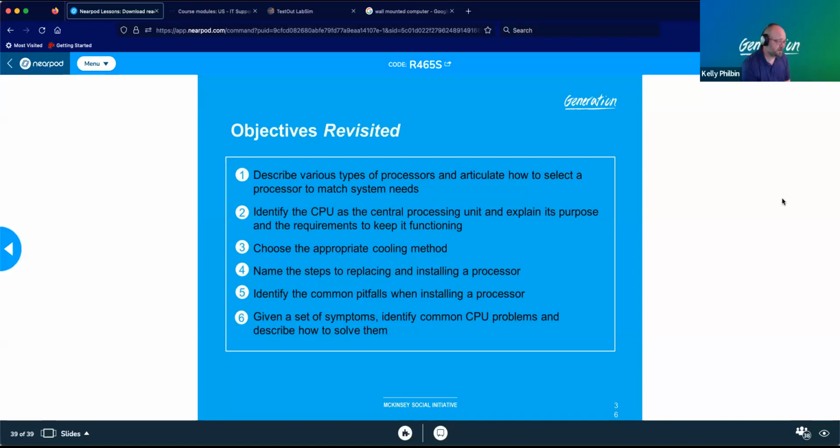We talked a little bit about the internal workings of the CPU, the L1, L2, L3 cache. We talked about the memory controllers, the ALUs, how it works with the motherboard, how it fits into it. And then we talked about choosing the appropriate CPU, common pitfalls, some symptoms to look out for, and working into it.